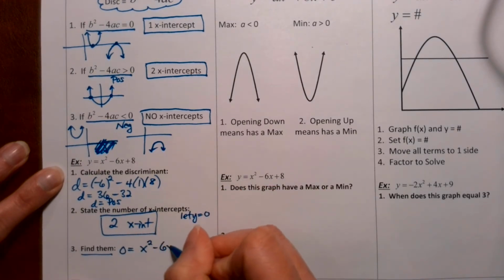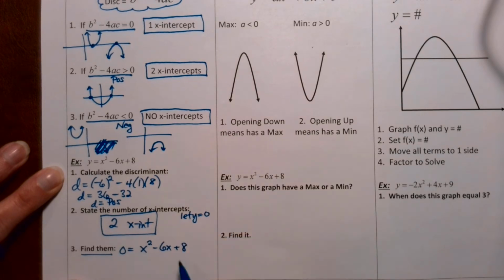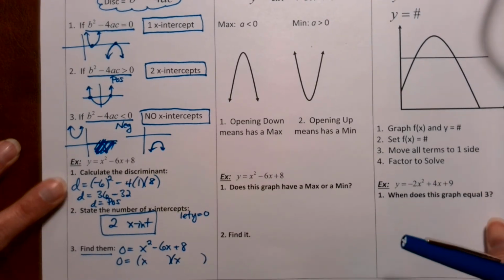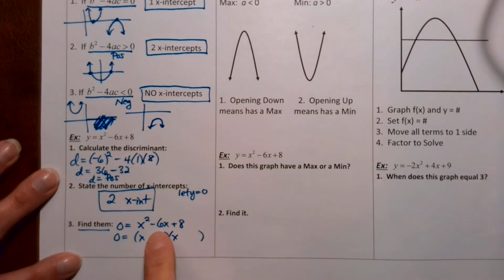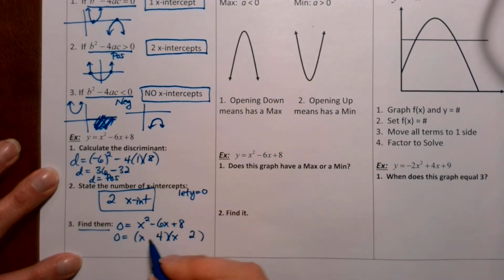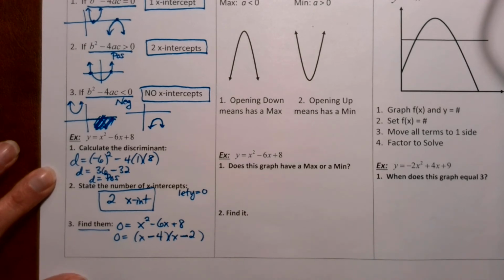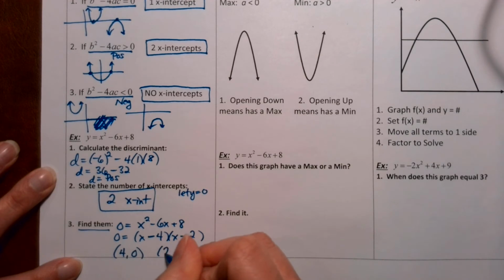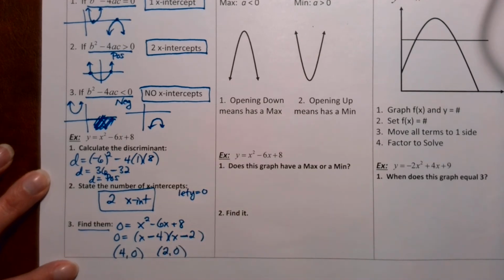Let y equal 0, and it looks like we're going to go ahead and factor. We have x times x in the beginning. How do you make an 8? I think it's going to be a 4 and a 2. Both of them are going to be negative to add to negative 6. So the x-intercepts are (4, 0) and (2, 0).